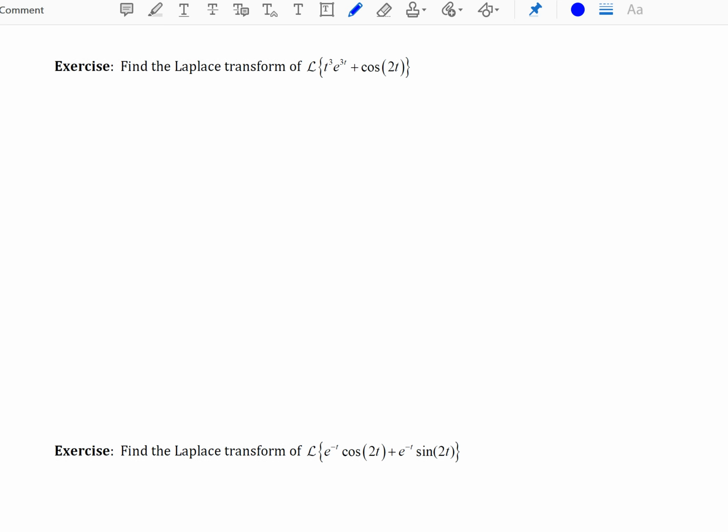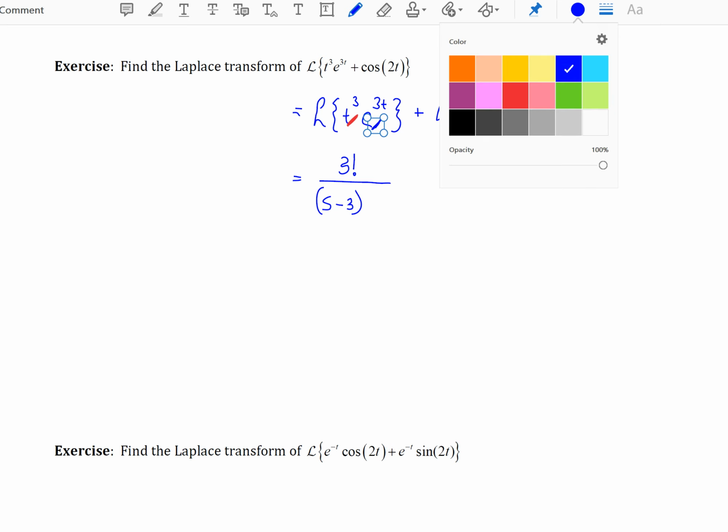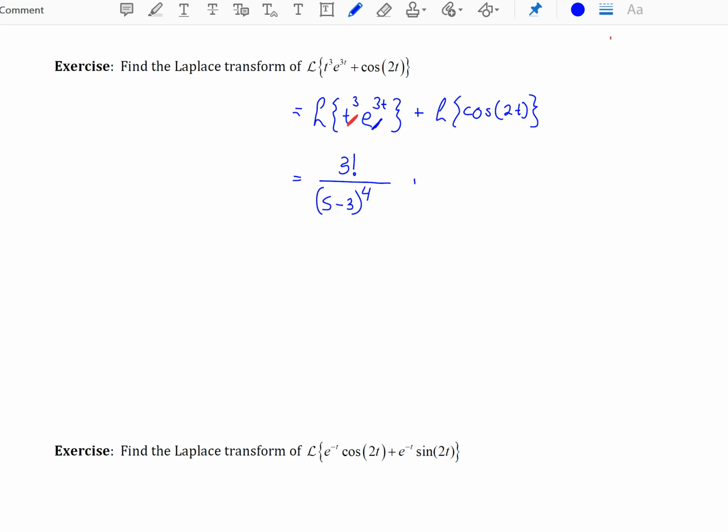So here we want to find the Laplace transform of the sum of two functions. I'm going to write this as the Laplace of t cubed e to the 3t plus the Laplace of the cosine of 2t. Now, using your table of Laplace transforms, the Laplace of t cubed e to the 3t should look like 3 factorial, and that comes from this t cubed, over s minus 3, and that s minus 3 comes from the e to the 3t, raised to the 4th power, plus, now the Laplace of cosine of 2t is going to be s over s squared plus 4.